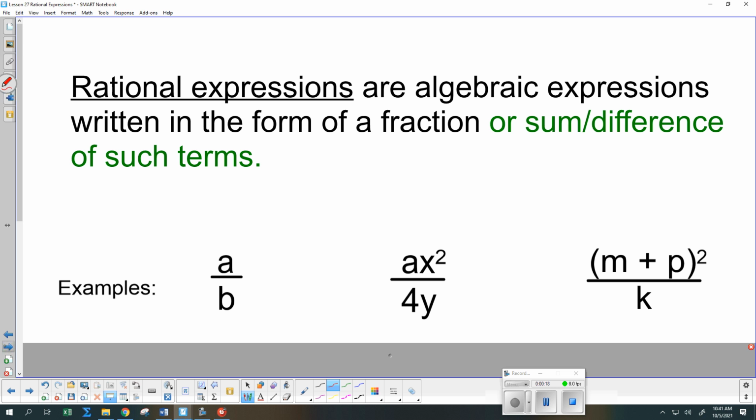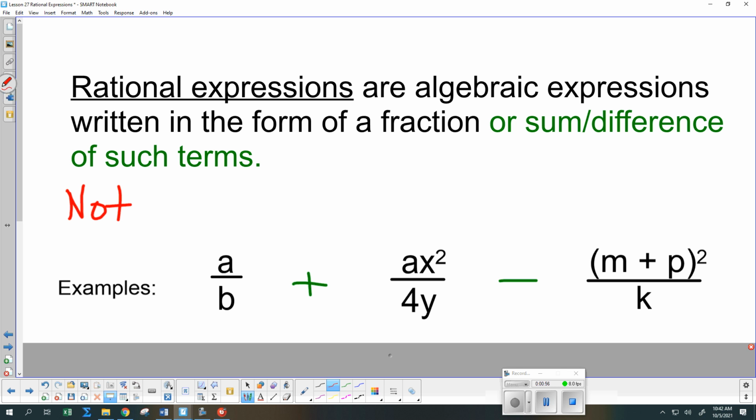So, beginning with this definition, a rational expression is something that's written like a ratio, like a fraction, or a sum or difference of those things. So I could have a over b and just that. I could have ax squared over 4y, or I could add them together. Or I could have that last one where I've got something squared over something, and maybe I subtract that from everything that's in there.